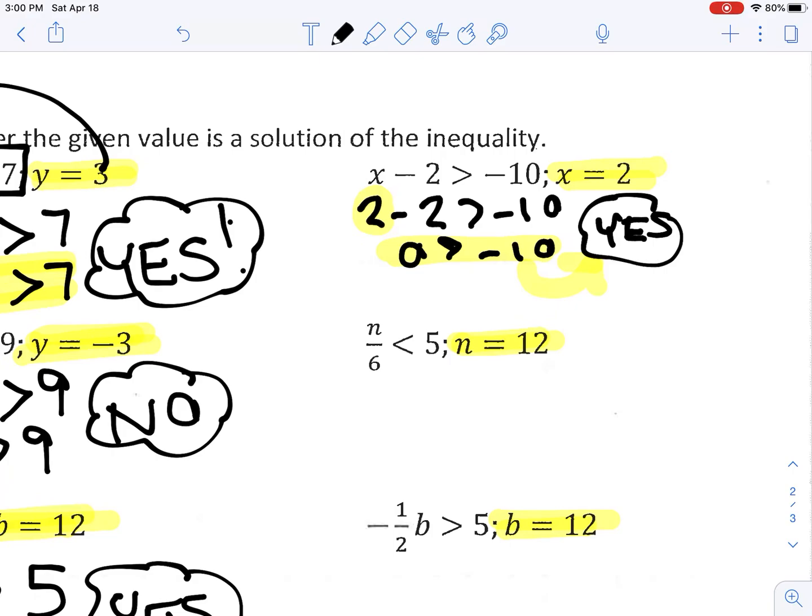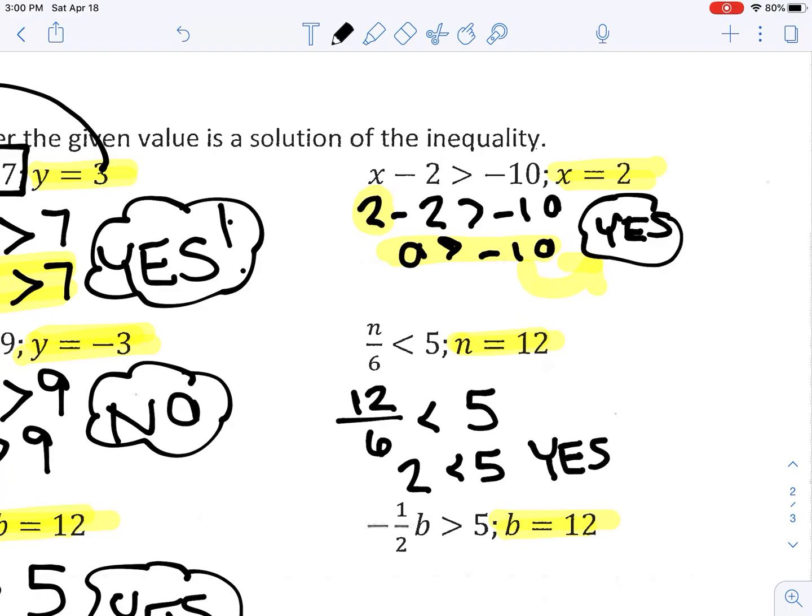Is n divided by 6 less than 5 when n equals 12? Is 12 divided by 6 less than 5? 12 divided by 6 is 2. Is 2 less than 5? Yes.